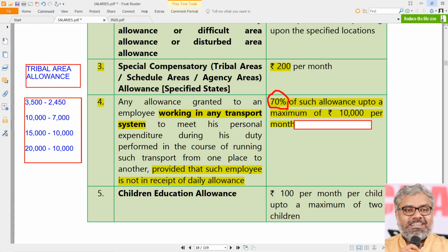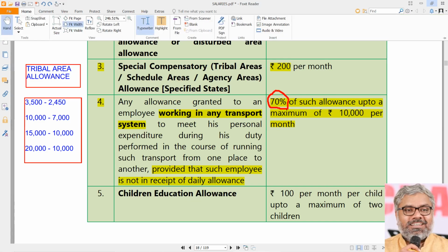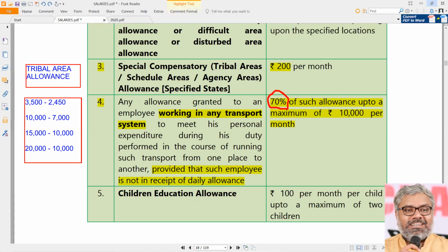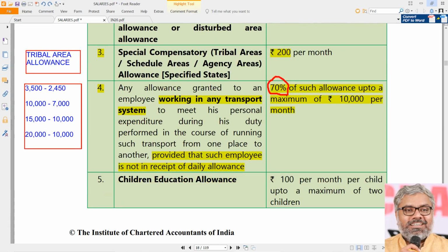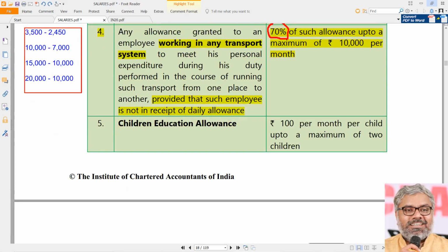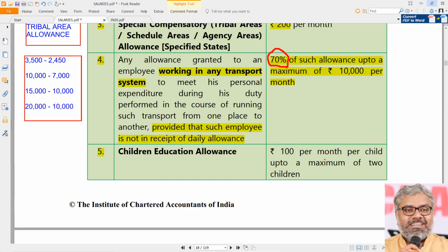No, the point to be remembered here is that 70% of such allowance only is exempt. Whatever the amount may be, 70% of such allowance only is exempt. Of course, the exemption cannot exceed 10,000 rupees per month. This is a very important point. Point number 4 is the allowance given to transport sector employees for meeting expenditure when they are on duty. Because they are in the transport sector, they keep on traveling, and in the travel they incur some expenditure, and they are not receiving daily allowance. Then 70% of such allowance, up to a maximum of 10,000 rupees per month, can be given as exemption. That is point number 4 to be remembered.